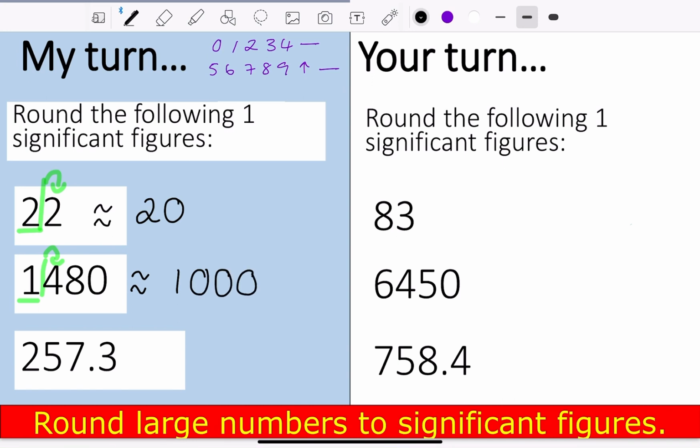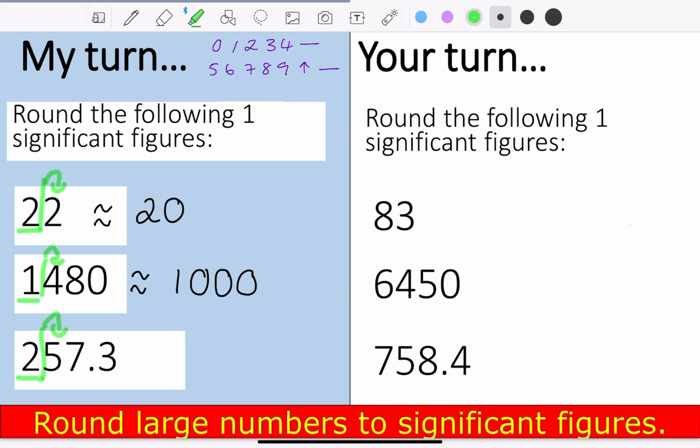Try and think of it as significant as the most important. If someone told you they had £1,480, would you care that they had £80 or that they had 1,000? The 1,000 is more important, is more prestigious, it's more significant to you. So the last one on my turn, I've got 200.